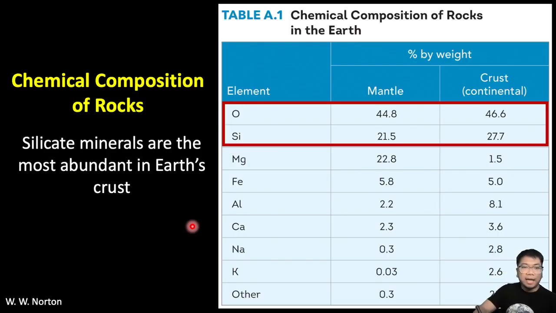And this is the chemical composition of rocks. Again, these terms always occur: silicate minerals. Silicate minerals are the most abundant in Earth's crust, consisting of the elements oxygen and silicon.